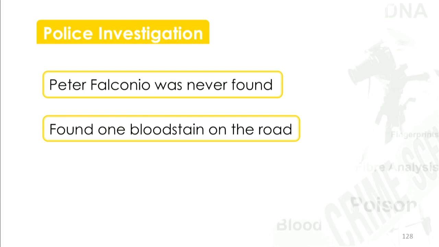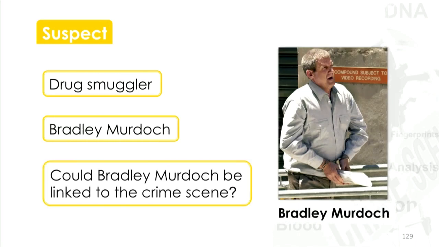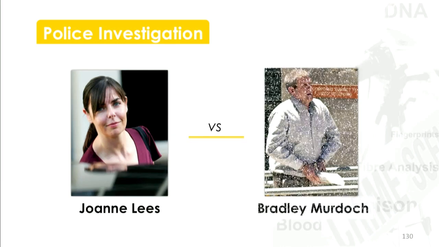Shortly afterwards, a suspect was arrested, and he was a drug smuggler. His business was smuggling amphetamines across Australia, and his name was Bradley Murdoch. But the question is, could he be linked to the crime scene? There were no witnesses except for Joanne Leese, so it was his word against her word.